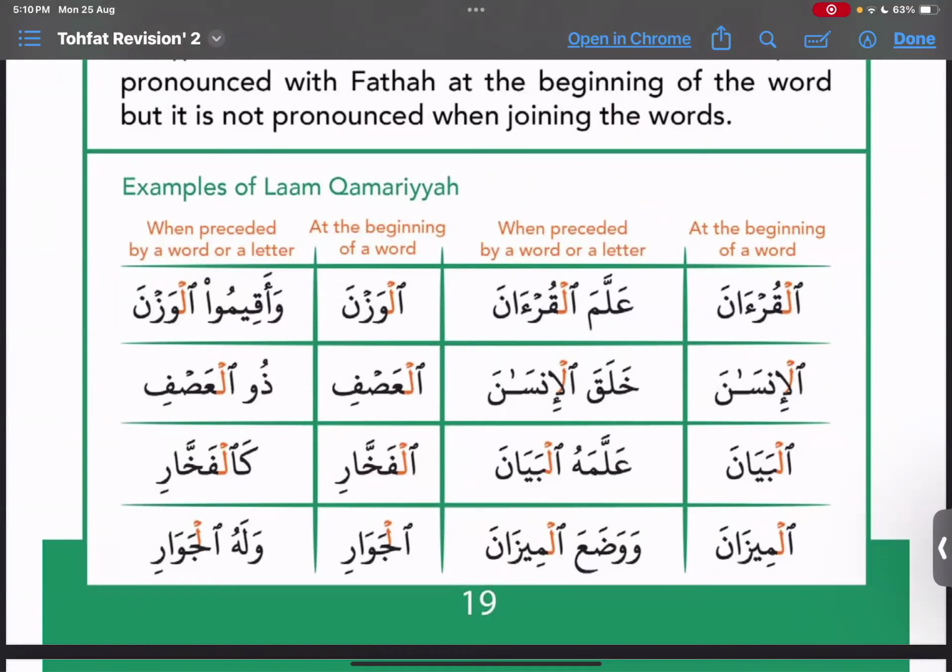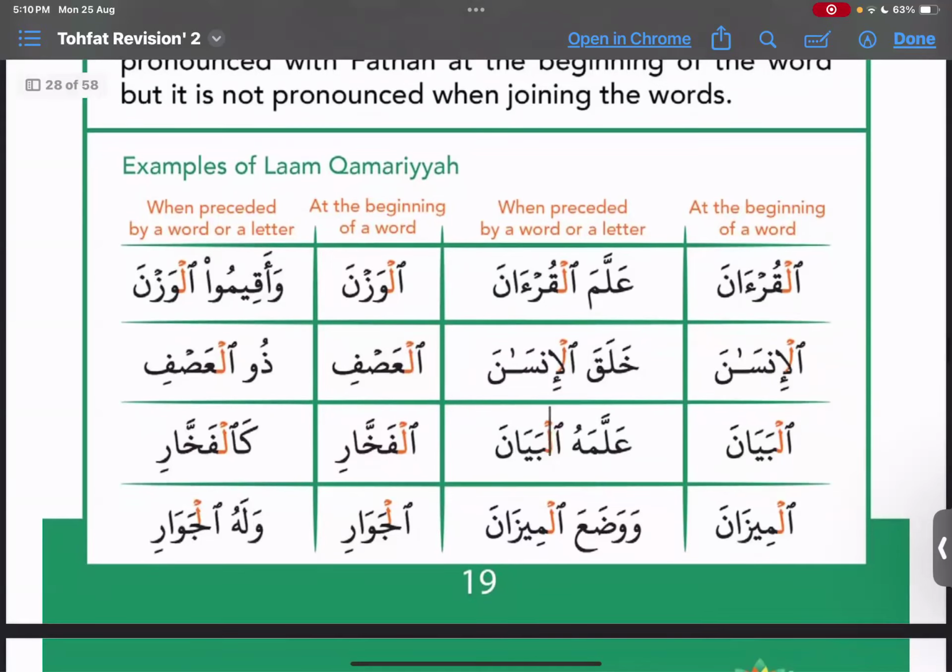Sweet. You should have been able to pronounce all of the lams here nice and clearly. Al-insan. And you should have been able to use the hamzatul wasl as a connector, or if it's at the beginning, then you use it as a fatha, al-insan, or خلق الإنسان, where it connects, and so forth for all of these given examples here.